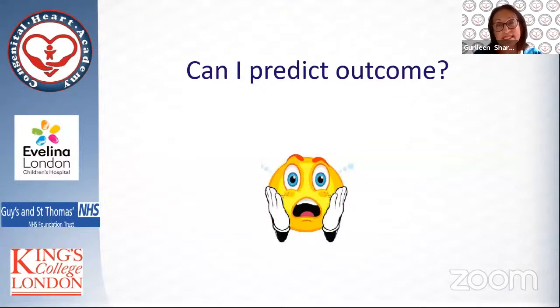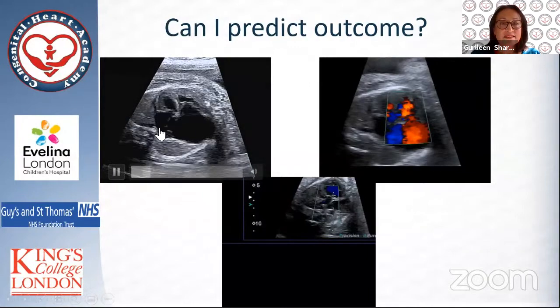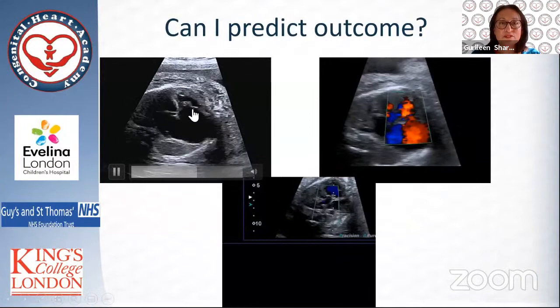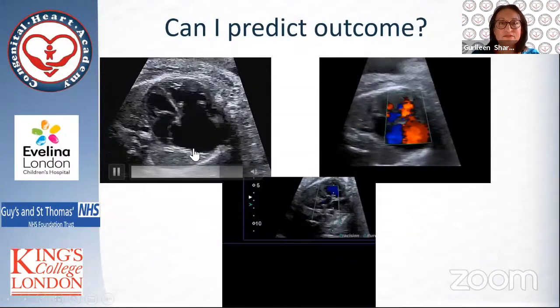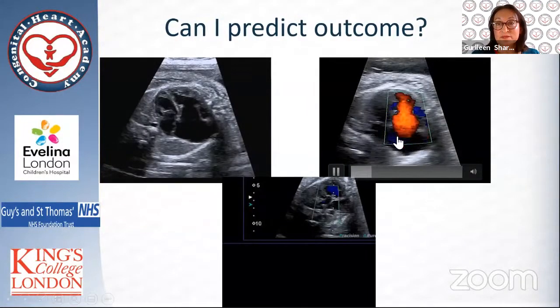Can we always predict outcome? We think we know a lot, and we do know a lot, but we all get caught out, even experienced people. So here is an example of a baby that had tricuspid valve dysplasia. The tricuspid valve here looks dysplastic, the right atrium is huge, the whole heart is huge. And here is tricuspid regurgitation.